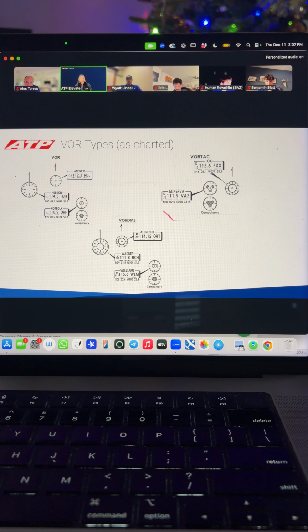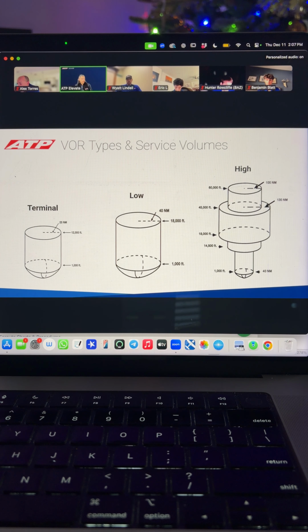But again, the service volumes are actually found right next to the Morse code identifier. So it is good to know that. And so then understanding the actual service volumes that you have. So you'll have a terminal VOR, your low, and then your high. So if you're under the 14,500 for your traditional service volumes, you have a 40 nautical mile service range, right?